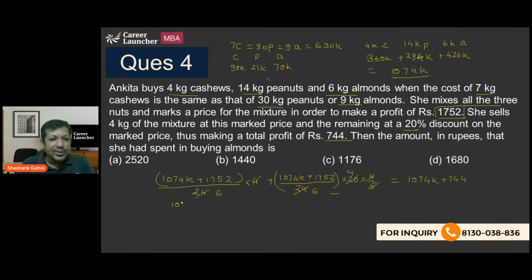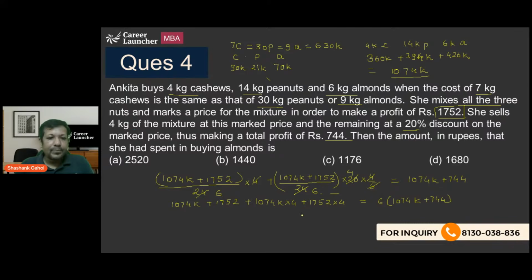I'm going to get 1074k plus 1752. I'm just taking 6 and 6 common. I'm multiplying 6 to this side. And plus 1074k into 4 plus 1752 into 4. And that is equal to what? 6 times 1074k plus 744.